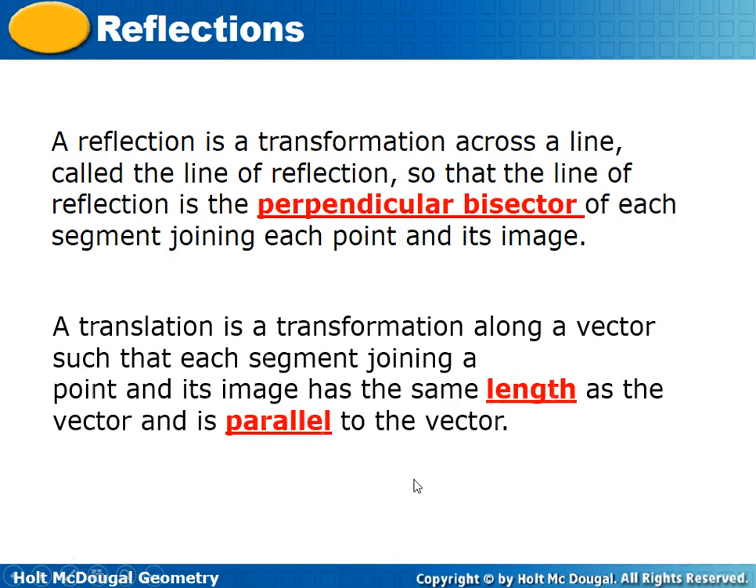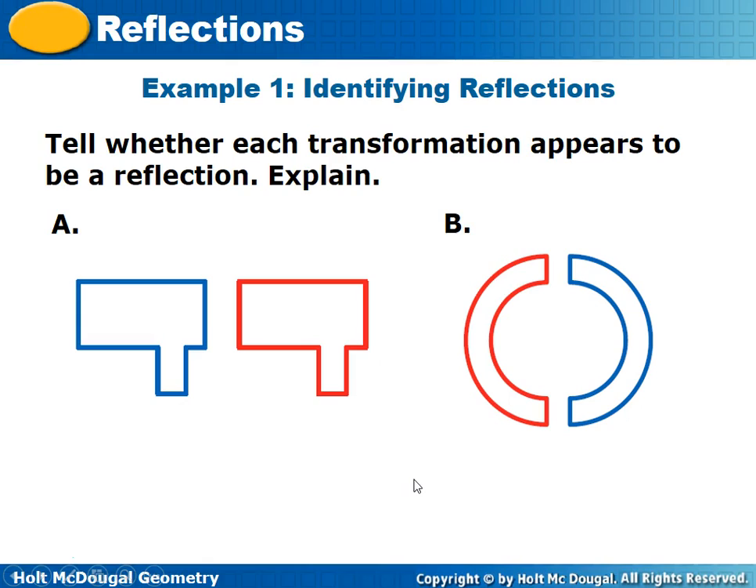In addition, a translation is a transformation along a vector such that each segment joining a point in its image has the same length as the vector and is parallel to the vector. We're going to talk about that one too as we move through the lesson.